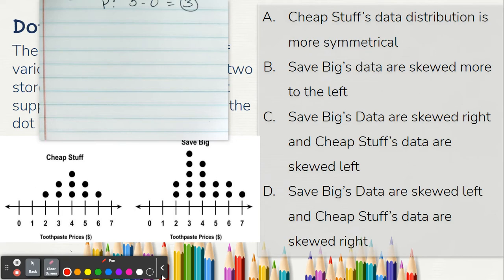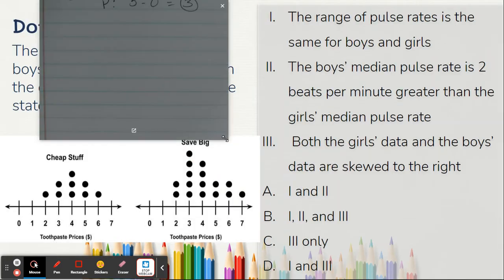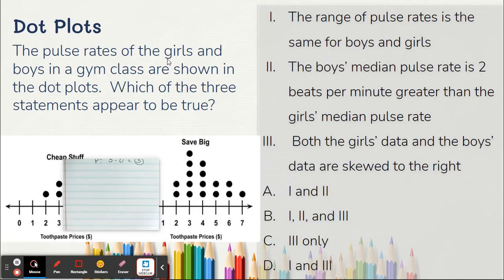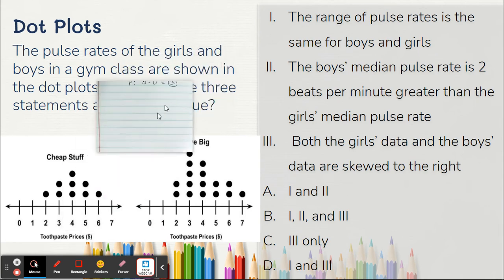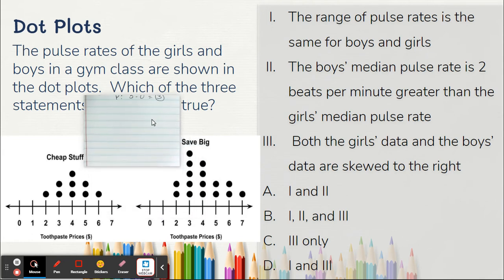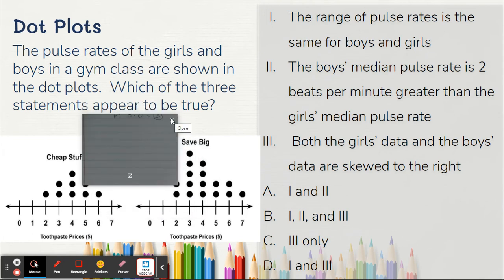Okay. My next one. The pulse rates of girls and boys in a gym class are shown in the dot plots. Which of the 3 statements appear to be true?